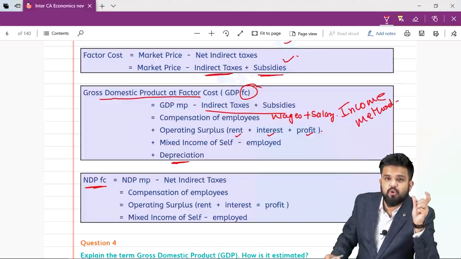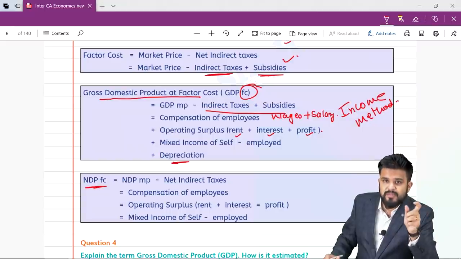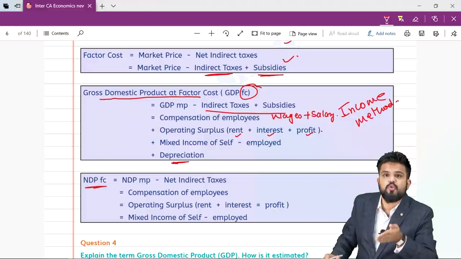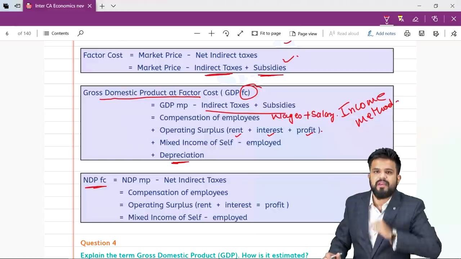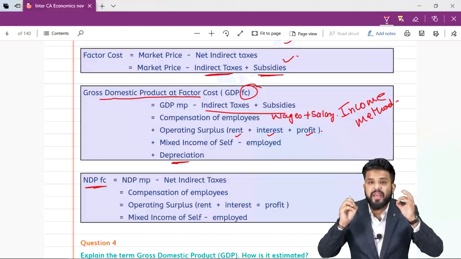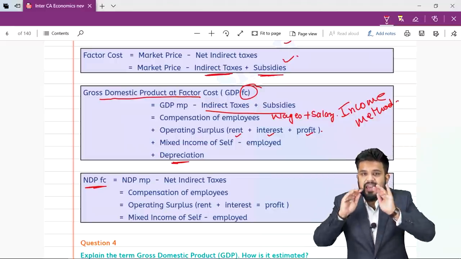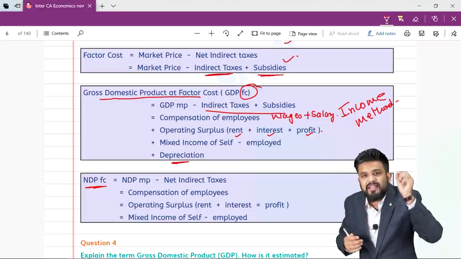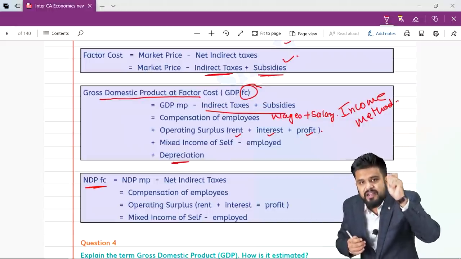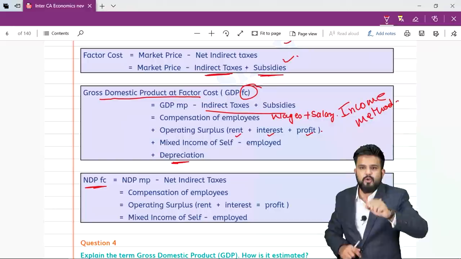Like, for example, you already have the national income figure with you. Say, for example, national income is 6000 and now you are supposed to calculate what? GDP. So you already have NNP FC. NNP FC amount is given and you have to go to GDP. Then only you will add depreciation. Please make a note.